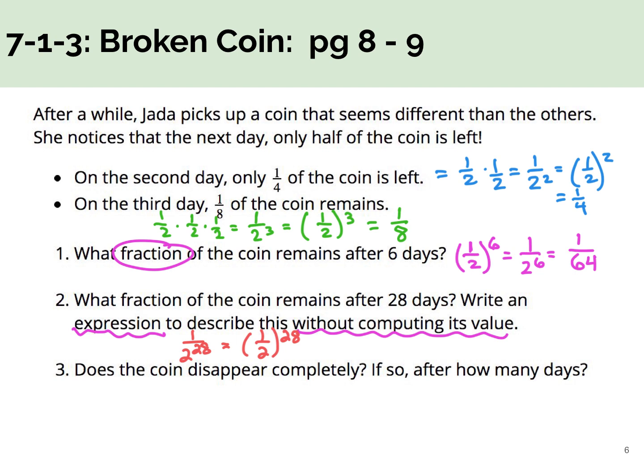All right, so let's look at number 3. Does the coin disappear completely? If so, after how many days? So mathematicians always have fights about this. So how does it actually go? Well, actually, no. The coin never completely disappears because each time that half of the coin disappears, there's still a half left. Now, can it get really, really small? Yes. But does it ever disappear? No, it doesn't. It's kind of hard to wrap your brain around this, but that is the answer. No, it never does. It might be really, really small, and you might need a microscope to see it, but it never goes away.